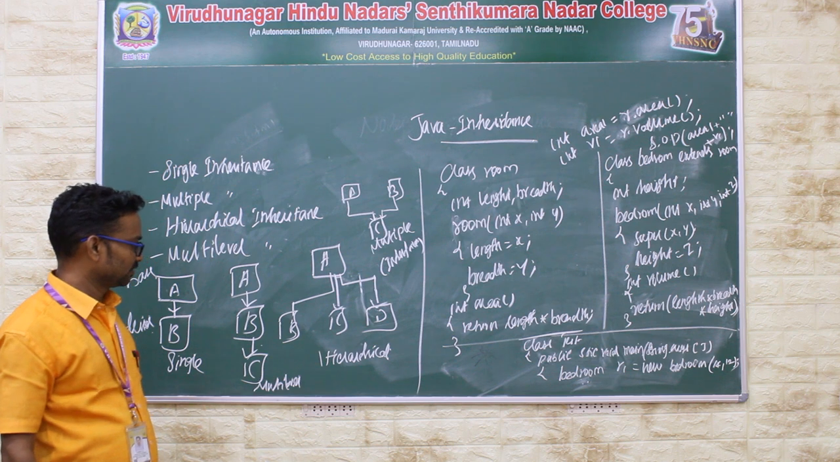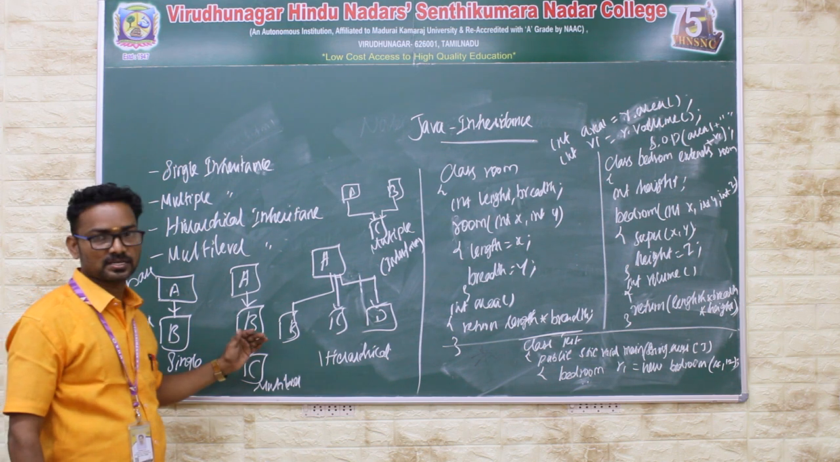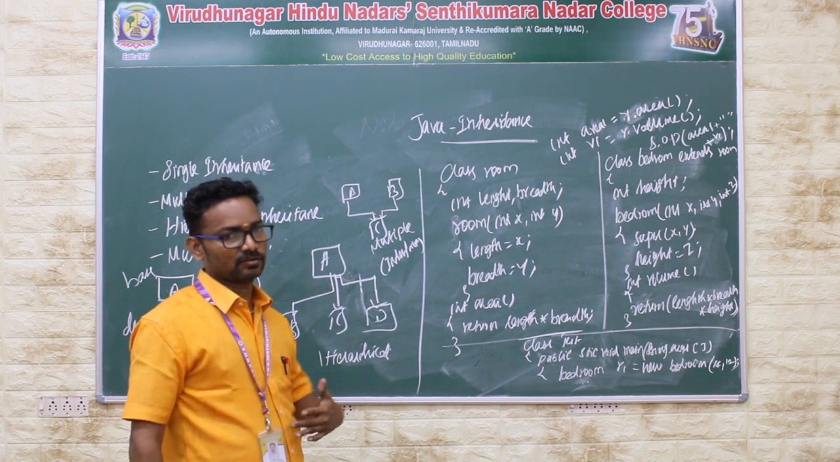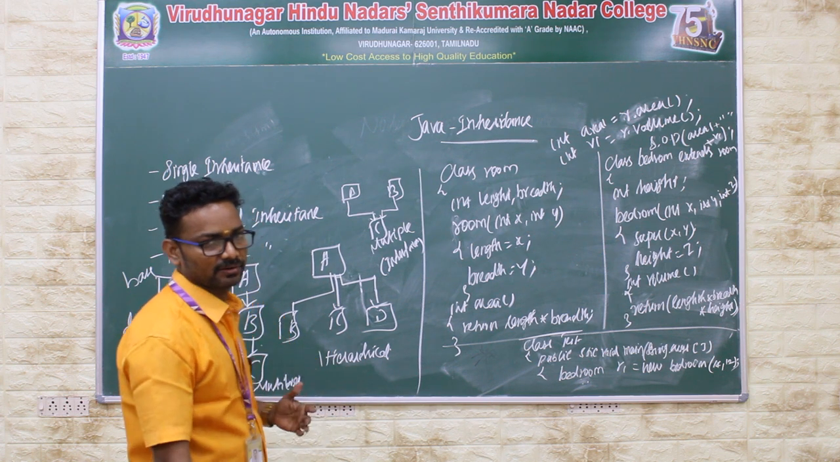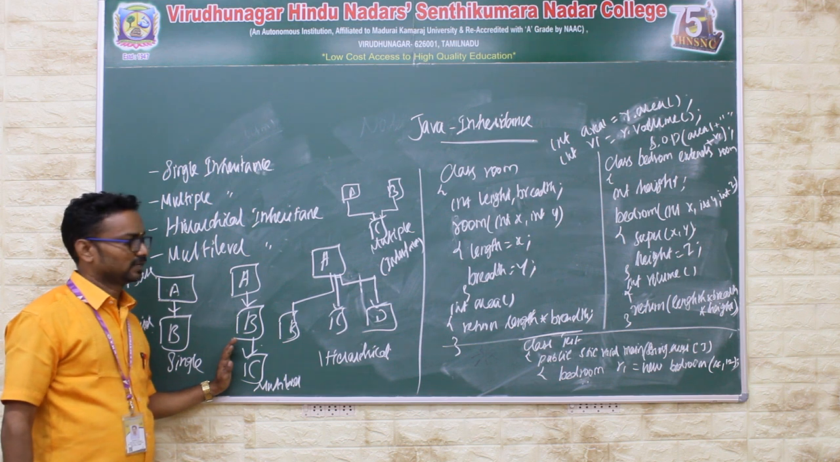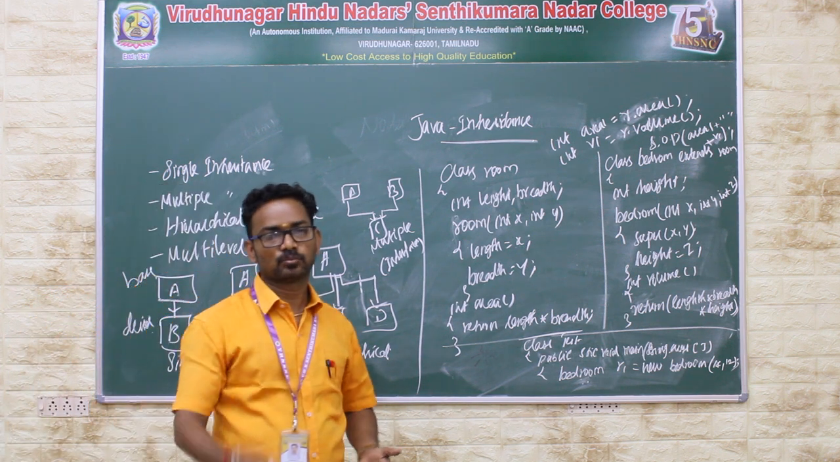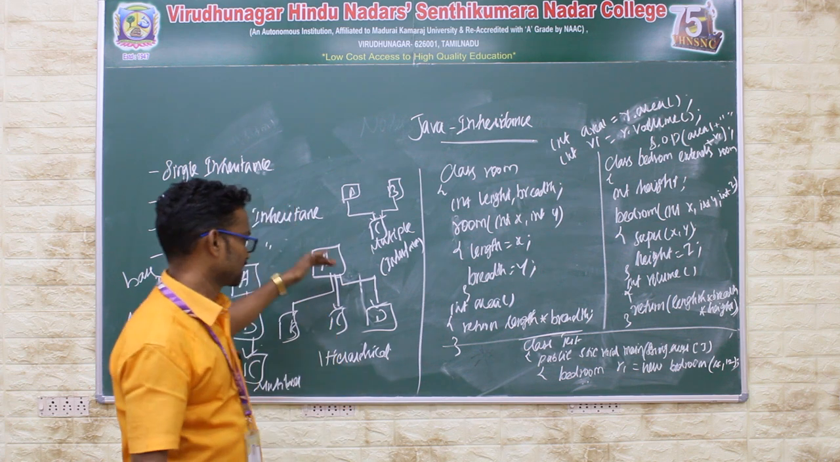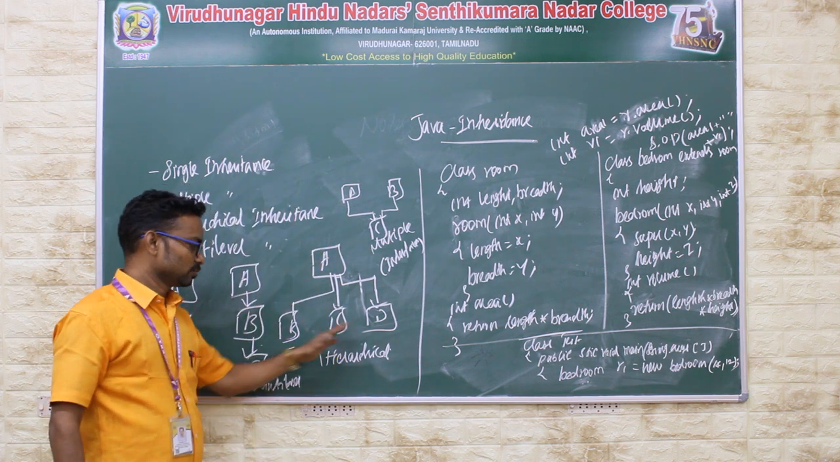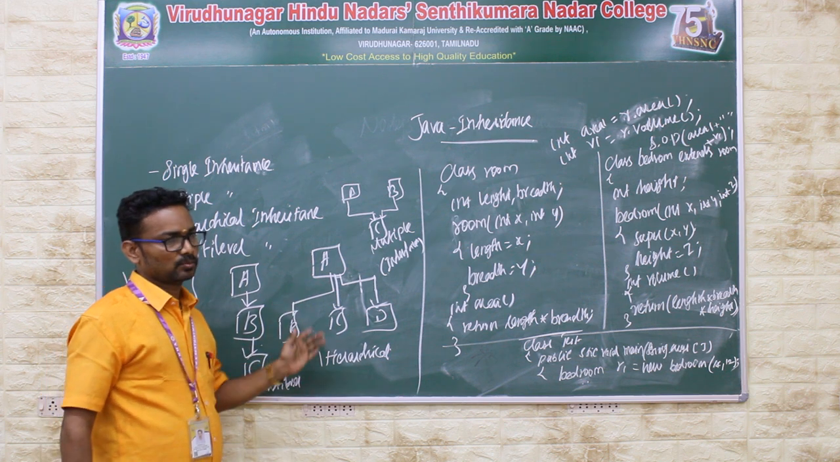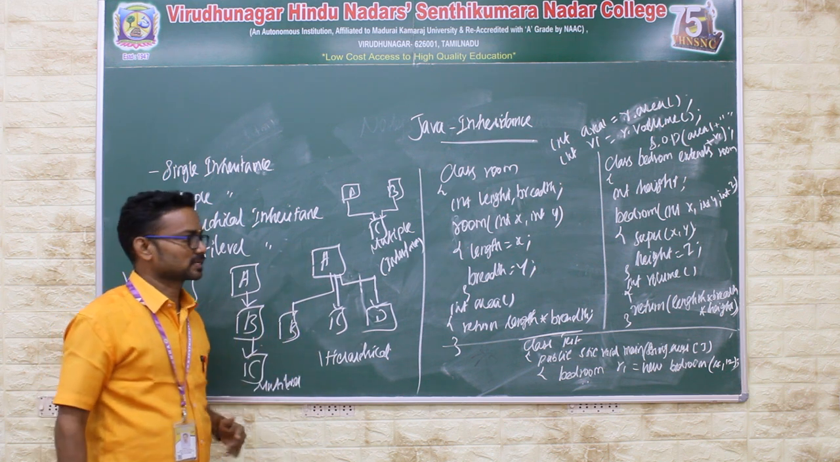Another one is multi-level inheritance. Multi-level inheritance means more than one level: one base class, an intermediate class, and then a derived class. Hierarchical inheritance has only one base class, A, and more than one derived class, B, C, D. The derived classes inherit the properties of the one base class.